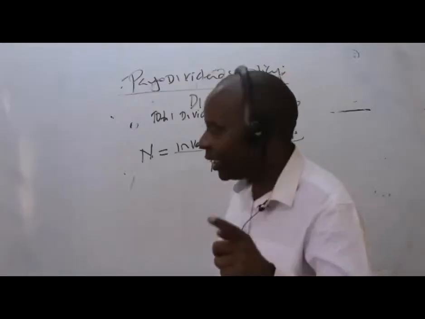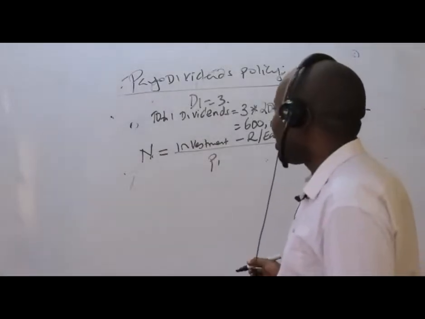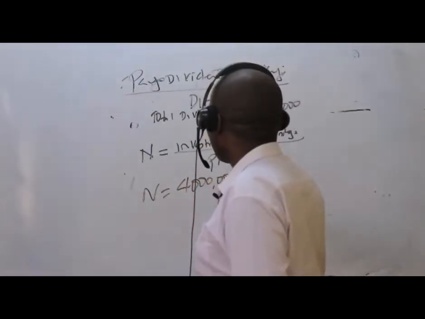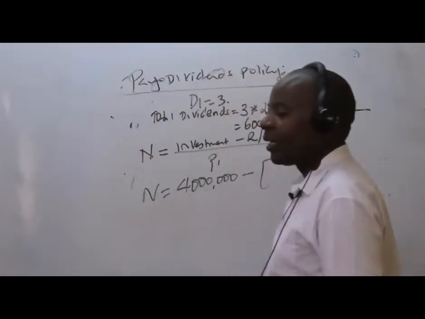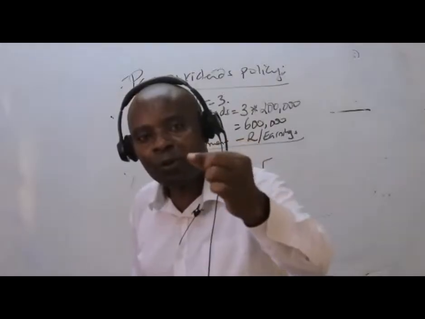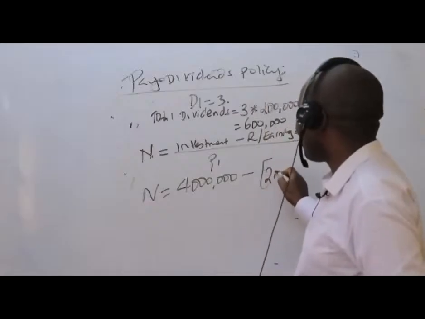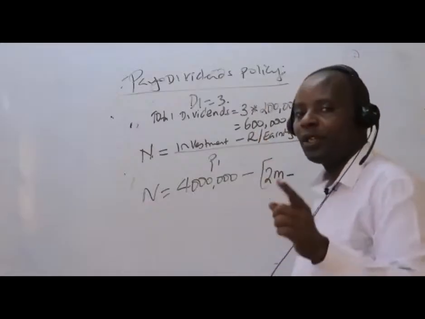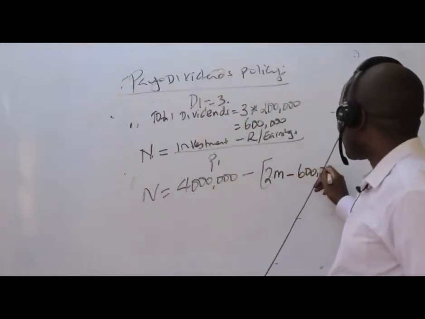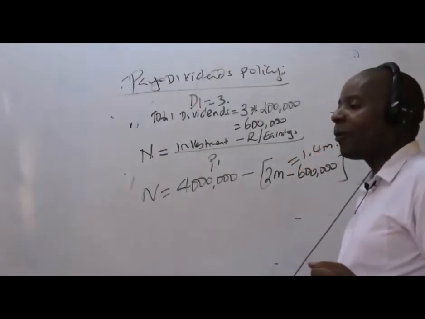What I do not have here for sure is the retained earnings. I need the retained earnings, but I can easily get this. So my N will be equal to the investment, which is 4 million, minus, in brackets, the retained earnings. How do I get retained earnings? Retained earnings is a function of profit. How much profit was generated by this company? 2 million was generated by this company, minus the 600,000 the company decided to give out. So I can see somebody telling me that the retained earnings are 1.4 million.